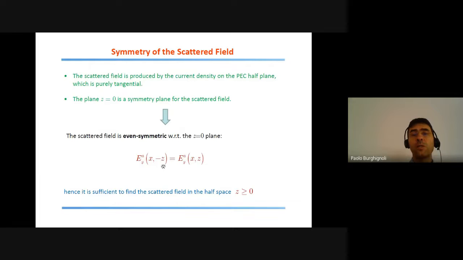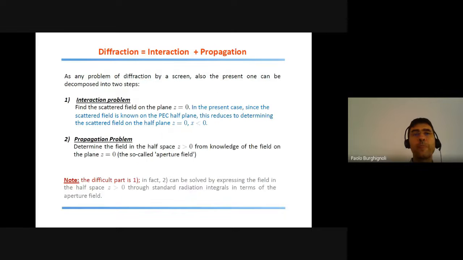In particular, if you evaluate it at minus z, the value you obtain is the same as the value you would have at z, so on the other side, if you mirror the coordinate with respect to the z equals 0 axis. So basically, what we need to know is the scattered field only in a single half space. For example, in the half space where z is greater than or equal to 0. Okay, so in our configuration, the right half space.